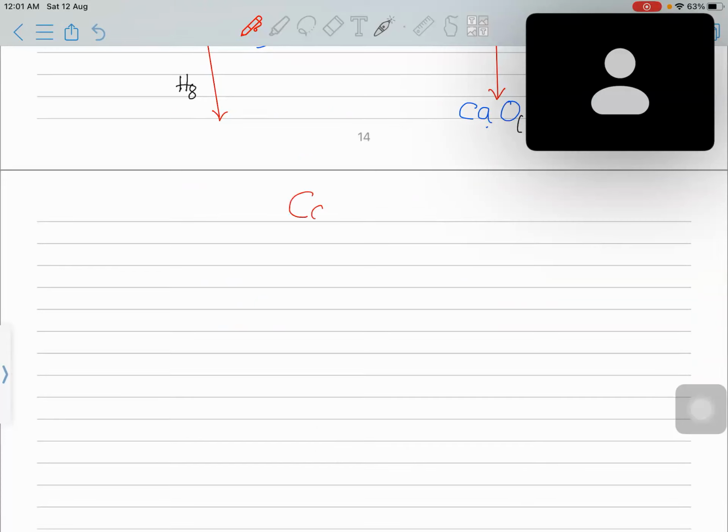Now this is case number 6, group 13 plus group 16. Example is Al2O3. This is your homework. Solve and send it back to me. Do you have any question?